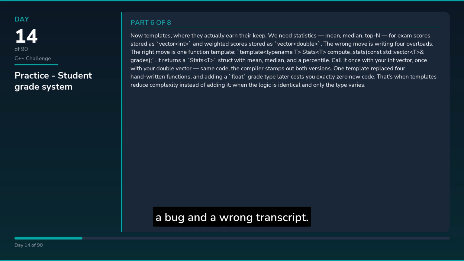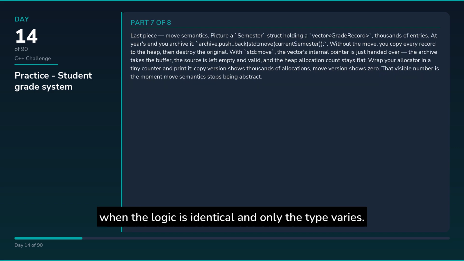The right move is one function template: template<typename T> stats_t<T> compute_stats(const std::vector<T>& grades). It returns a stats_t struct with mean, median, and a percentile. Call it once with your int vector, once with your double vector, same code, the compiler stamps out both versions. One template replaced 4 handwritten functions, and adding a float grade type later costs you exactly 0 new code. That's when templates reduce complexity instead of adding it, when the logic is identical and only the type varies.